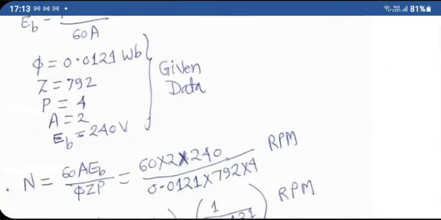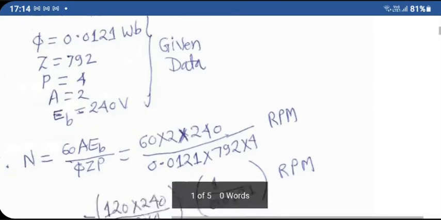The formula to be used is N equal to 60A EB divided by phi ZP. A is 2 because of the wave wound nature of the generator. EB is 240 volts, given to you. Phi is given as 0.0121. Z is given as 792 and P is given as 4. Plug in all the values.